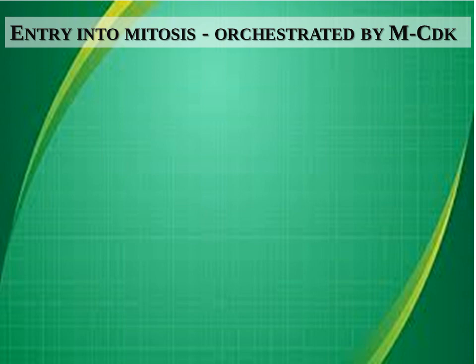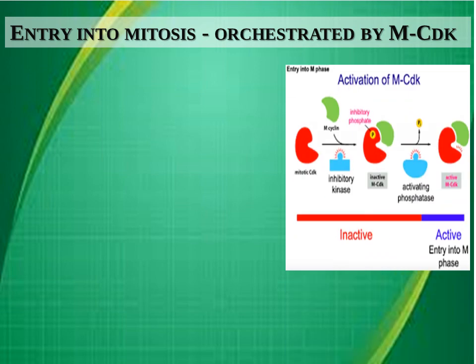Entry into mitosis is orchestrated by MCDK. A remarkable feature of the cell cycle control system is that a single protein kinase, that is MCDK, brings about all of the diverse and complex cell rearrangements that occur in the early stages of mitosis. This happens only after the activation of MCDK, which is maintained inactive by Wee1 kinases that phosphorylate the two inhibitory sites on the enzyme throughout the interphase.